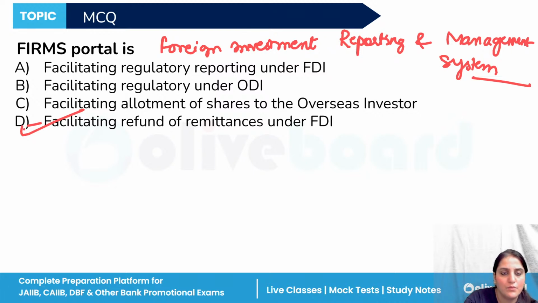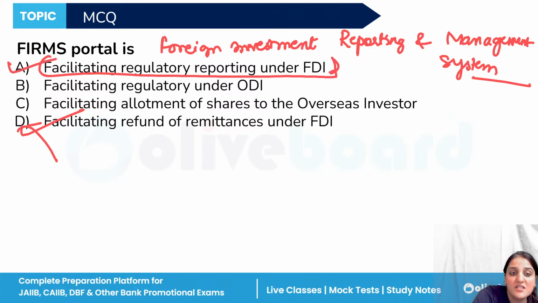No, there is some mistake. Let me check. Here the answer is facilitating regulatory reporting under the FDI. A option is correct. Correct, Anita ma'am, correct. Yes, A is the correct answer. Facilitating regulatory reporting under FDI. It's my mistake. Not C, it's A, correct. Thank you so much. A answer is correct here.